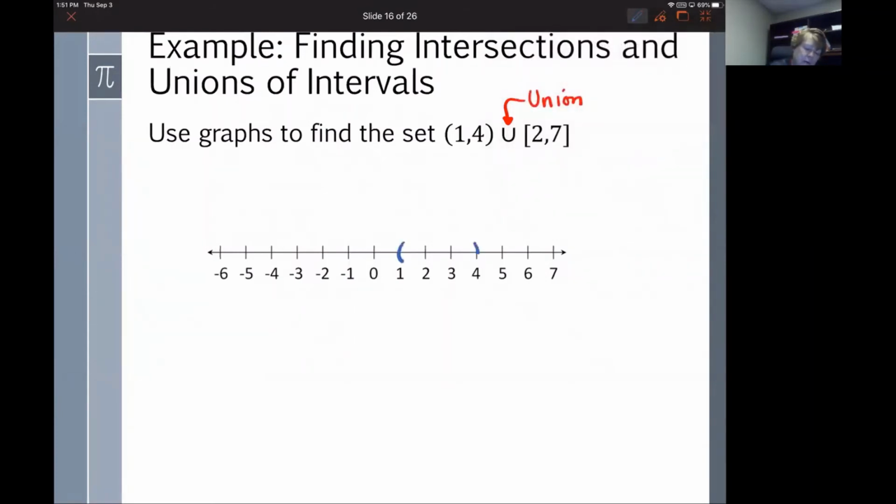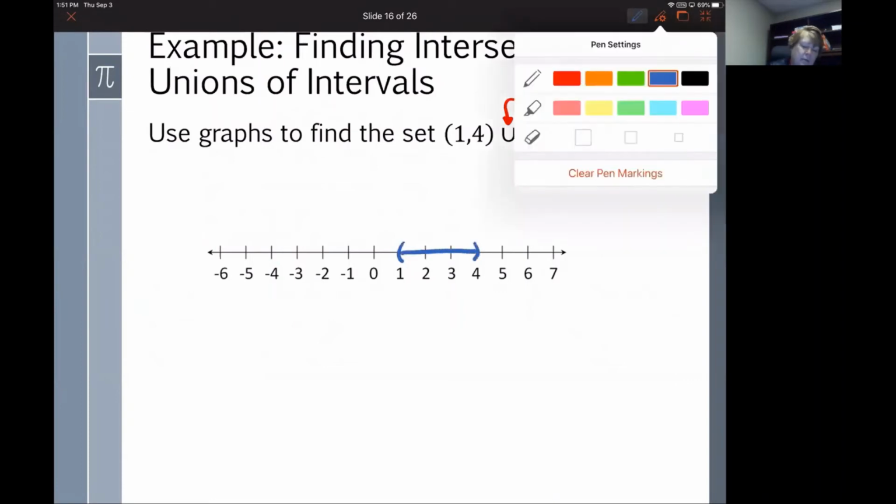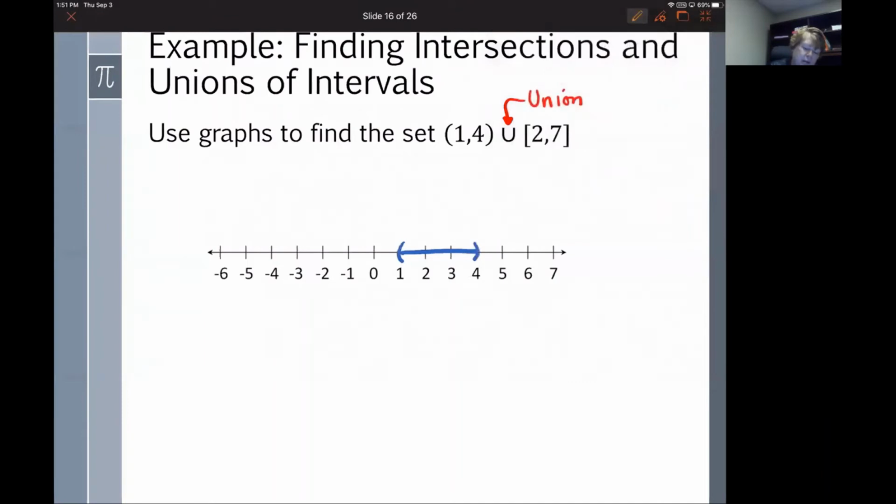1 to 4. And then we're going to graph from 2 to 7. We'll do that in orange again. From 2 to 7.